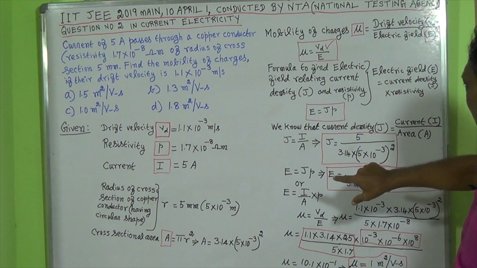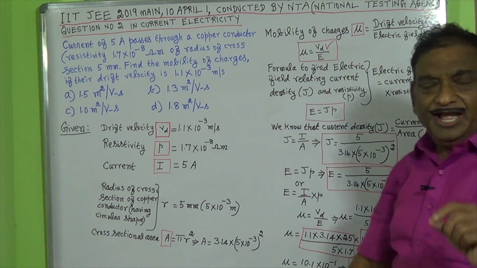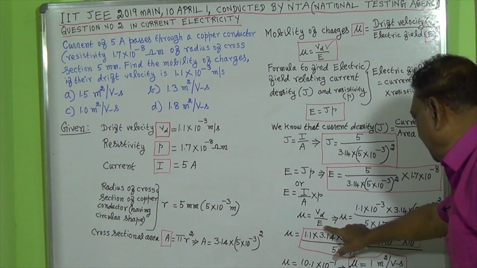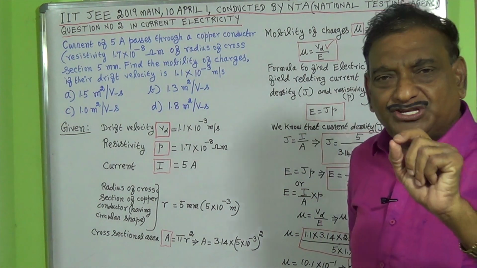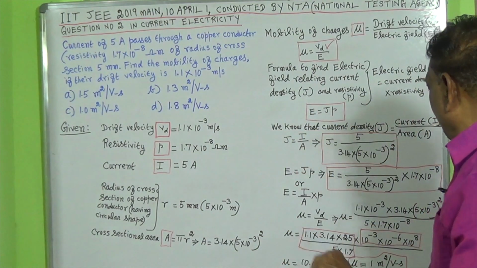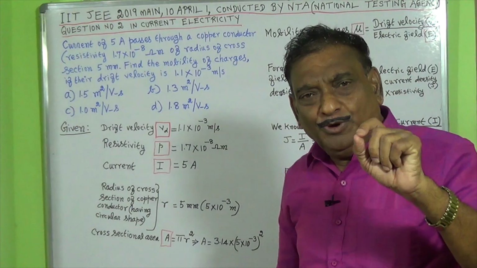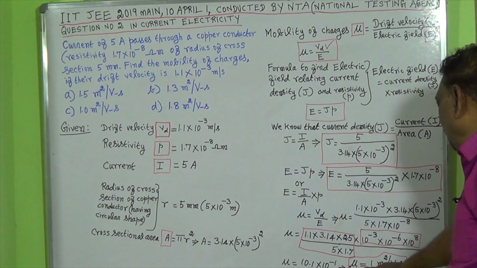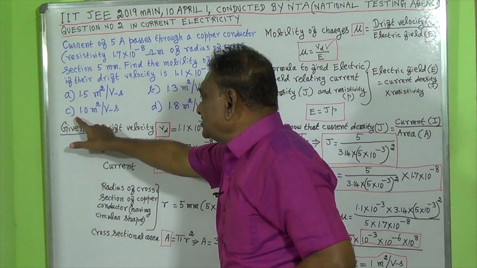After finding the electric field, we can find the mobility by dividing the drift velocity by electric field. If we multiply all factors having the base 10, we will get 10 to the power of minus 1. If we multiply all numerical factors, we will get 10.1. Therefore, the mobility equal to 1 meter square per volt second. Therefore, the C answer is correct.